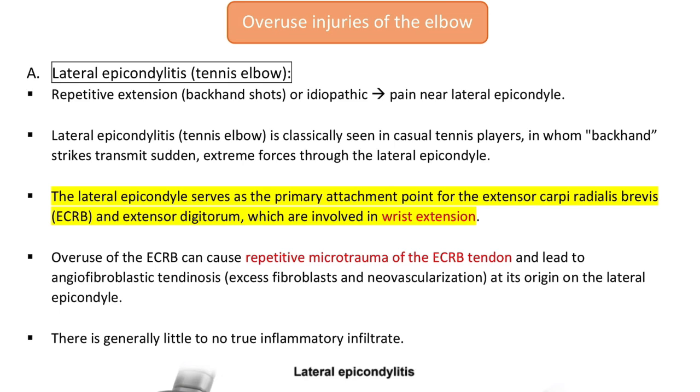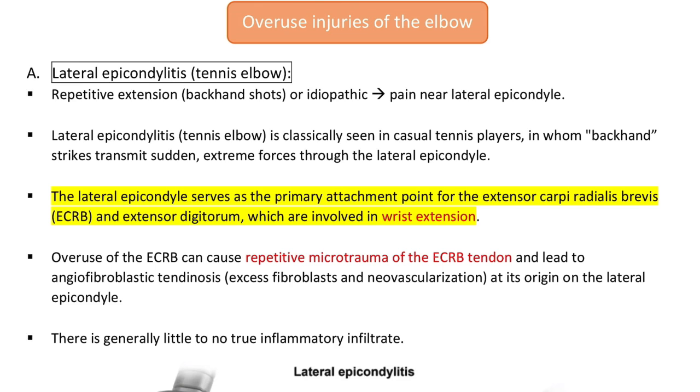This is episode 7 and today we are covering overuse injuries of the elbow. You can see the headline here. Mostly we are going to focus on tennis elbow and golfer's elbow.